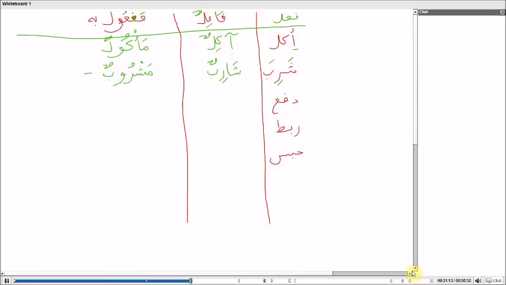Dafa'a, Yasin. Dafa'a is to push, or it can also be to spend. The fa'il will be dafi'un. Dafi'. And the maf'ul will be daf'ubun. No.